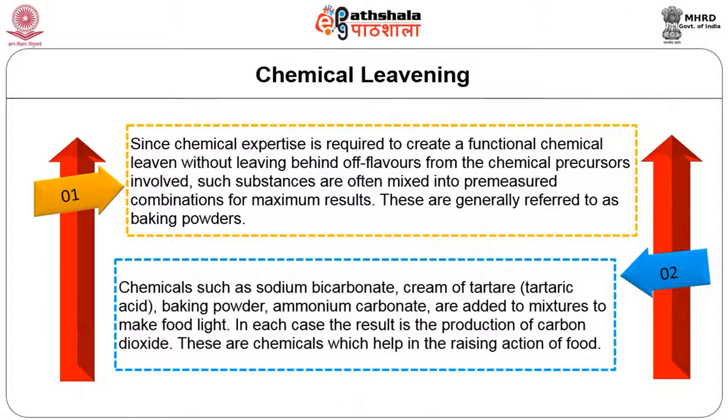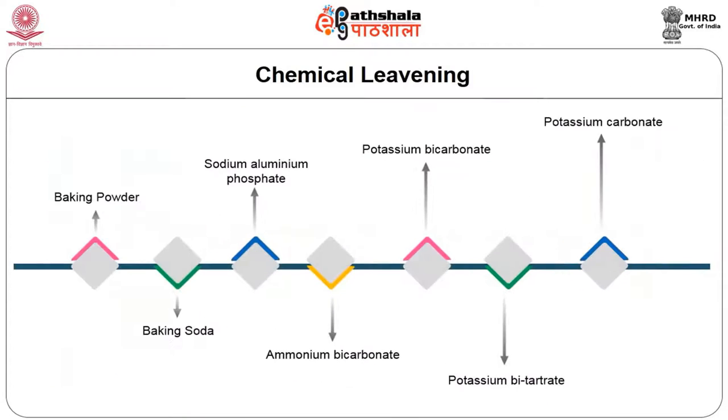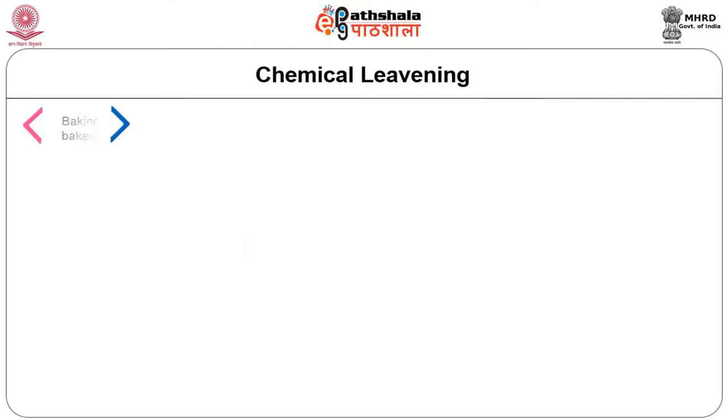Chemicals such as sodium bicarbonate, cream of tartar, baking powder, and ammonium carbonate are added to mixtures to make food light. In each case, the result is the production of carbon dioxide. These are the chemicals which help in the raising action of food: baking powder, baking soda, sodium aluminum phosphate, ammonium bicarbonate, potassium bicarbonate, potassium bitartrate, potassium carbonate.